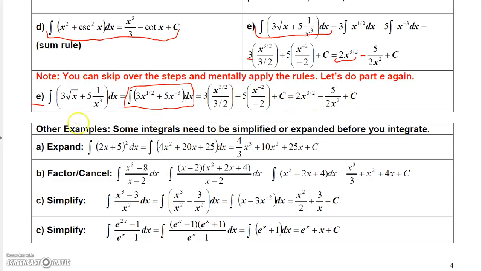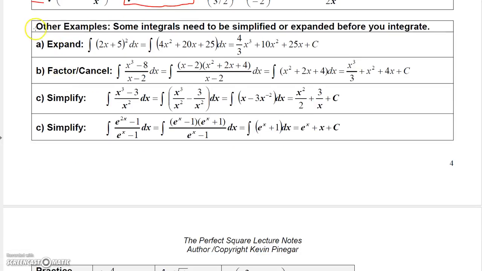So you don't have to break it up like I did up here using these rules. But the fact that we're allowed to use those rules is what allows us to integrate it without breaking it up. Okay, now here are some other examples I want to go over real quick.